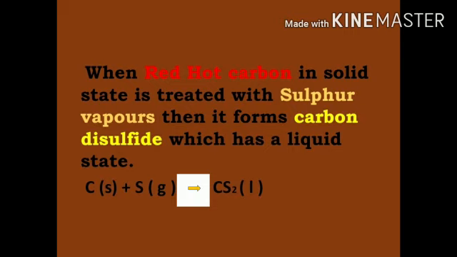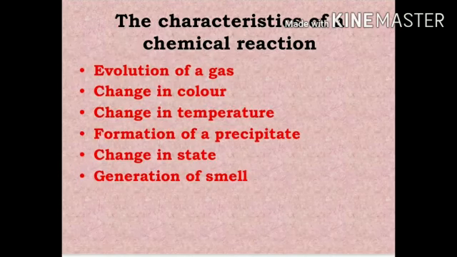Next example is when red hot carbon in solid state is treated with sulfur vapors, then it forms carbon disulfide, which is in liquid state. So the chemical reaction is C, carbon in solid state, plus S, sulfur in gaseous state, forms liquid carbon disulfide.